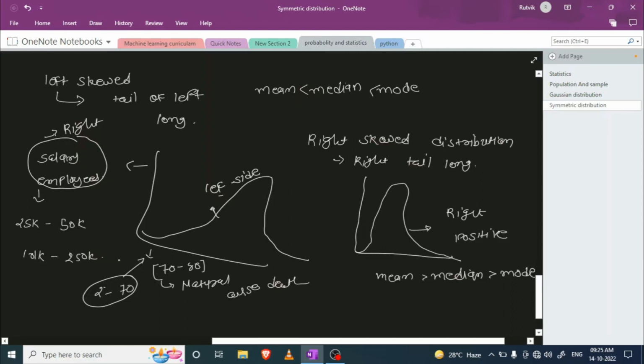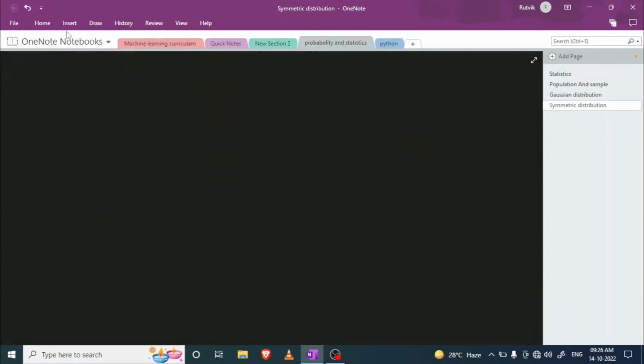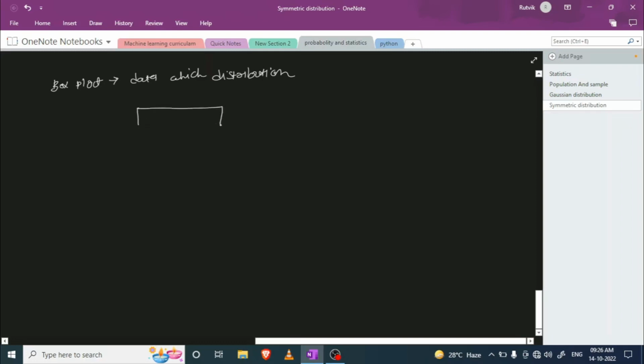Now the question is, we have another plot called the box plot. Is there anything with which we can identify the distribution? With the help of a box plot, we can easily identify which distribution a particular column or particular data follows. So let me plot a graph first.